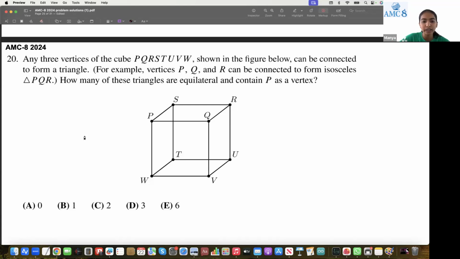For example, vertices P, Q, R can be connected to form an isosceles triangle PQR. So by that I mean PQR can be connected to form an isosceles triangle PQR.